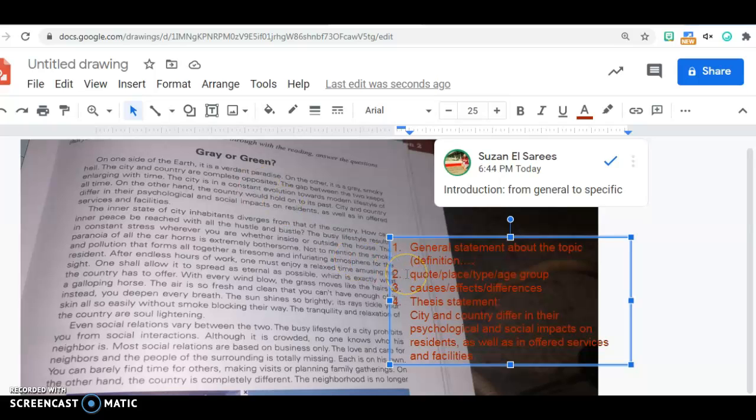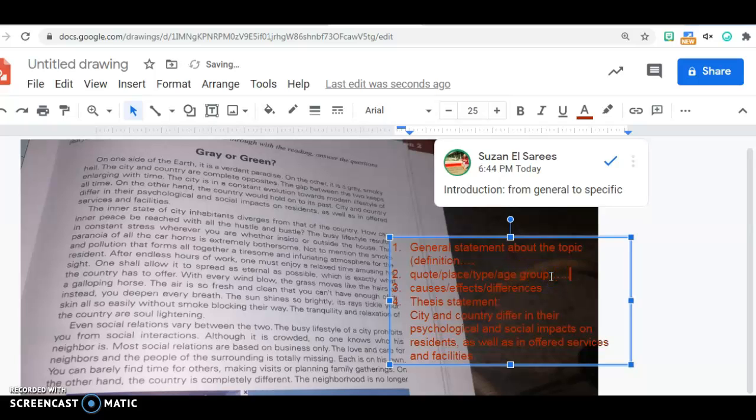The city is the hell and the country is paradise. Then he narrows it down. In the second sentence, we can give a quotation, of course related to the topic. We can mention the place. For example, if I'm writing about pollution, I write in the first sentence about pollution in general. In the second sentence, I choose a place to discuss pollution happening in this place, or I can choose a type. For example, I can talk about land pollution, or I can choose an age group. For example, if I'm writing about problems at school, I can choose middle school or high school. So it depends on the topic.